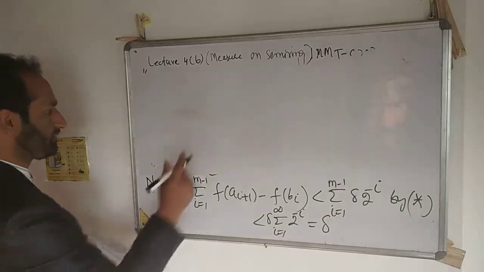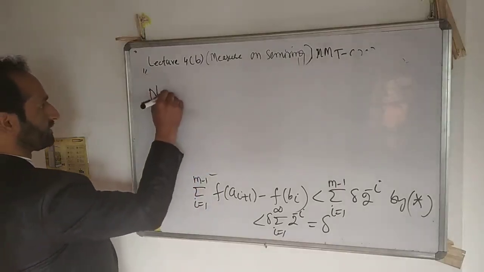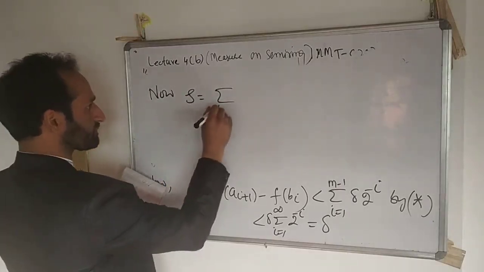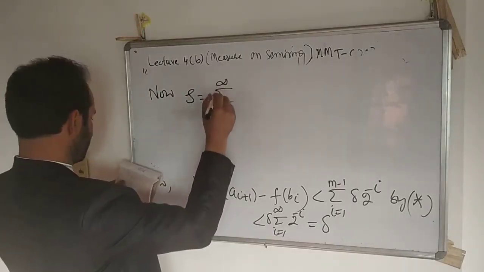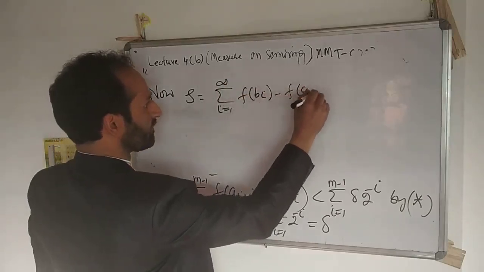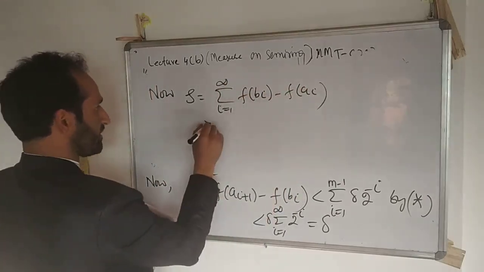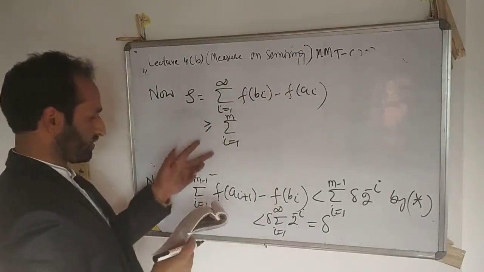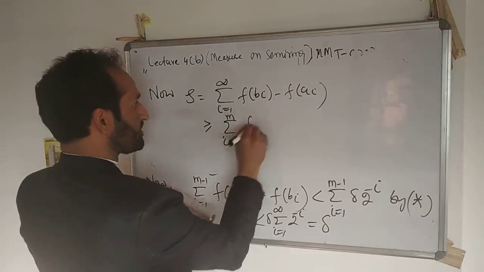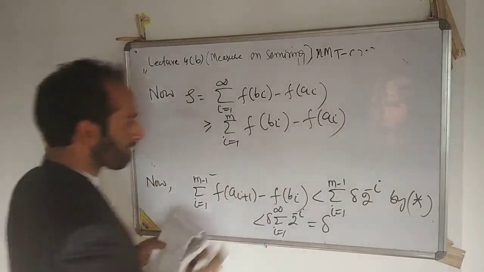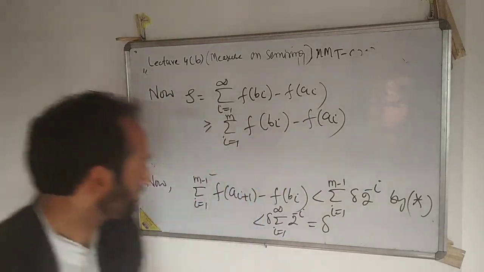So now we see the reverse inequality. Now S, which is equal to the summation i runs from 1 to infinity of f of bi minus f of ai, is greater or equal to the summation i runs from 1 to m, because it is now a finite sum and each term is non-negative here, as f is a monotonic increasing function. So it's greater or equal to this.